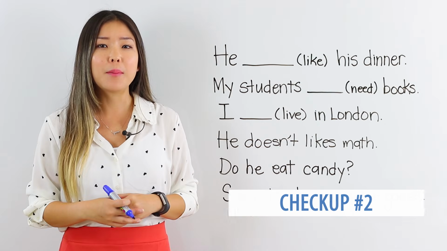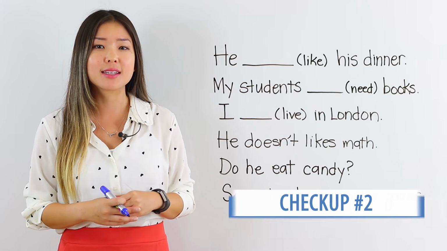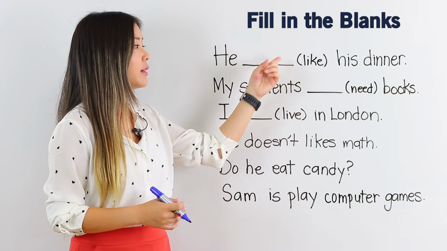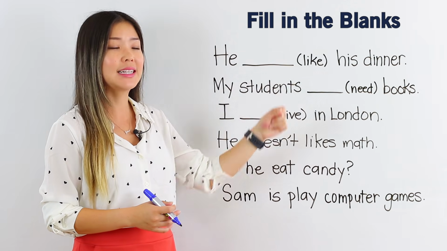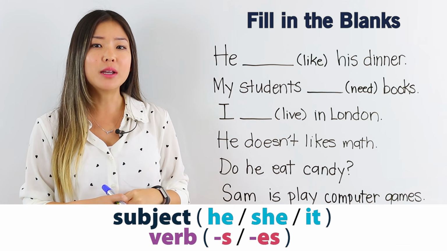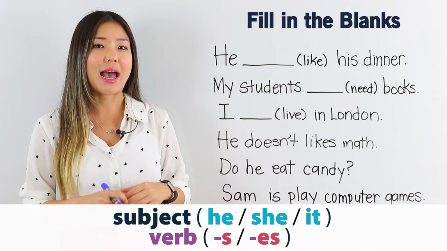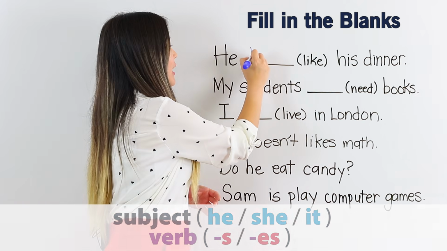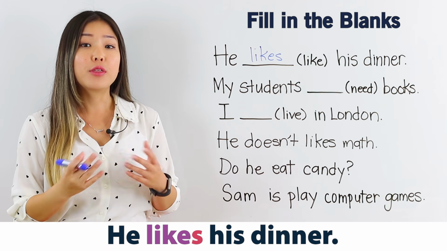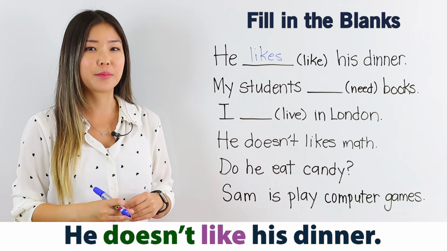For the next checkup, I want you to think of some other verbs in the present simple tense. Take a look at the first sentence. He blank. I want you to think of the verb like his dinner. What do we do to the verb when the subject is he, she, or it? Remember, we add an S. He likes his dinner. For the negative, you can also say he doesn't like his dinner.